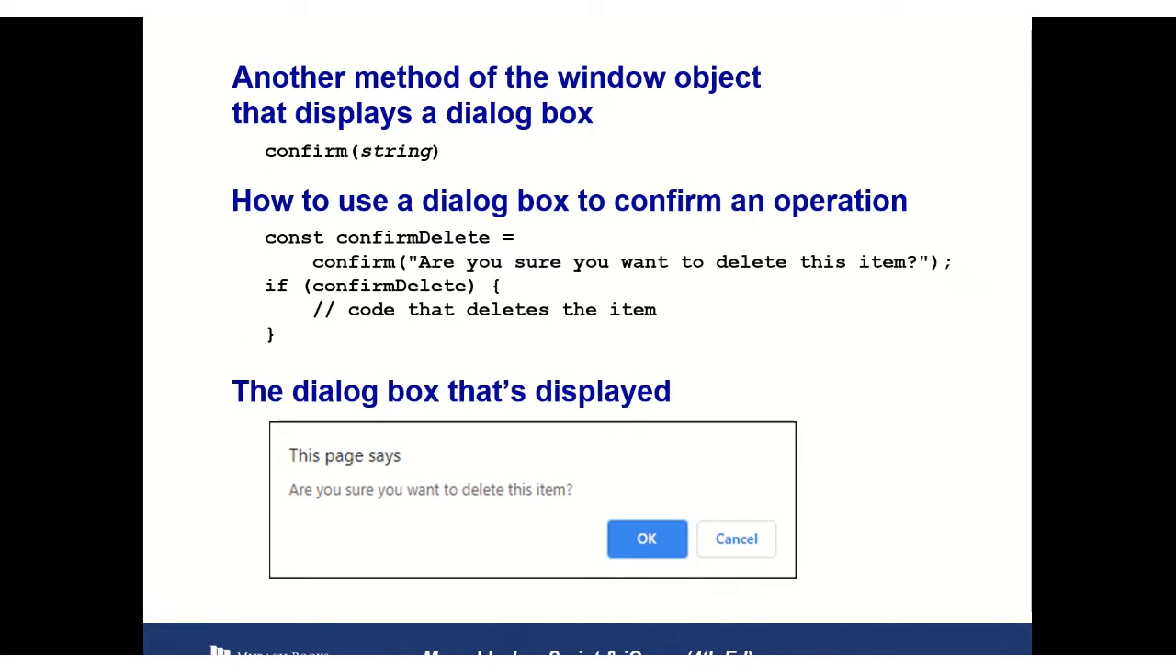So you can see another method of the window object that displays a dialog box: confirm, with a string. So what is that? Let's go into some detail about the confirm window object and how to use it. We are talking about the confirm dialog box. It is very simple. Let us give an example here.